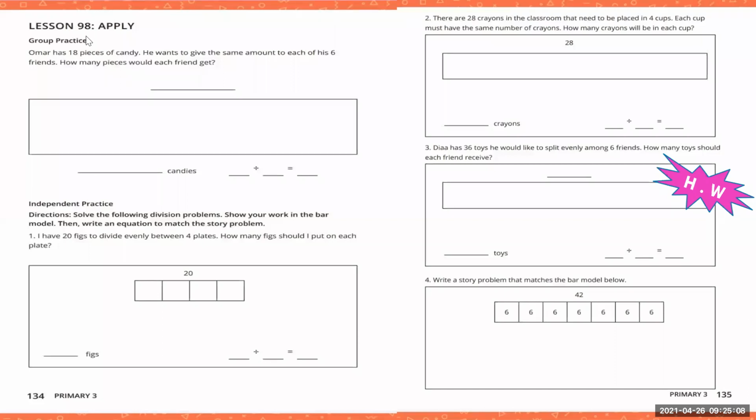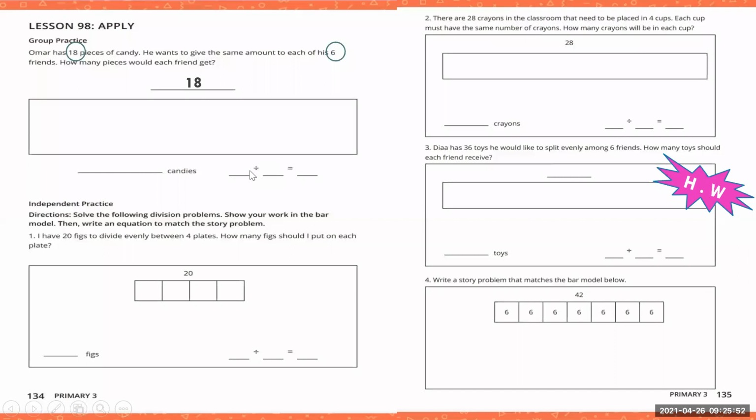Lesson 98. Omar has 18 pieces of candy. He wants to give the same amount to each of his 6 friends. How many pieces would each friend get? We have here 18. The total pieces are 18. I want to divide equally, or give the same amount, to 6. So, which operation will I do here?